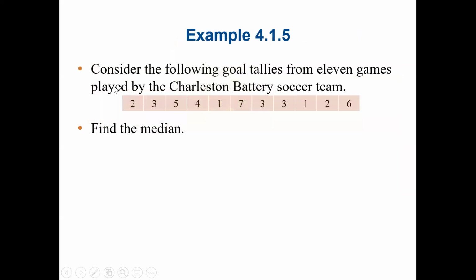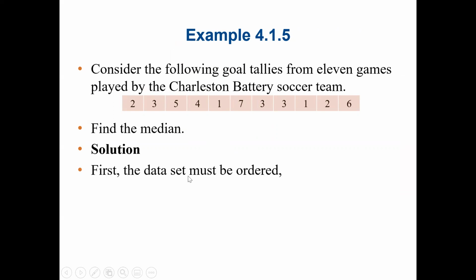So we have an example here, values of 2, 3, 5, 4, 1, 7, 3, 3, 1, 2, 6. And they say we should find the median. So the first thing we need to do is sort the values, or arrange them in increasing or ascending order. So first, data must be ordered in increasing order. So we have 1, 1, 2, 2, 3, 3, 3, 4, 5, 6, 7.